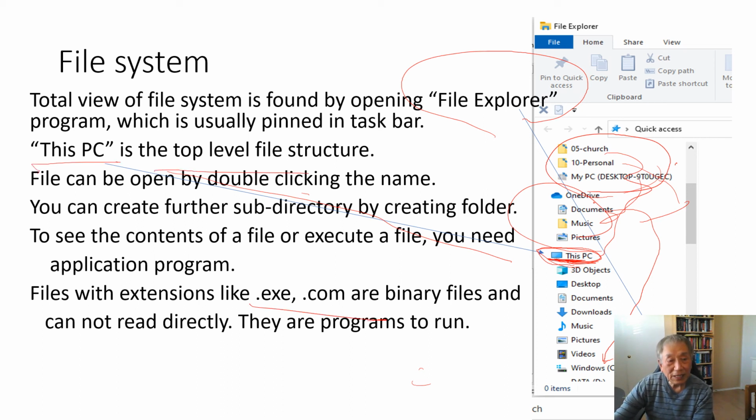So This PC is the top level of the file structure, and the File Explorer is either pinned in the taskbar, or you click the Windows button or Start button, then you will find the File Explorer, or in the search space you can type File Explorer. Then all the directories and the layout are found there.